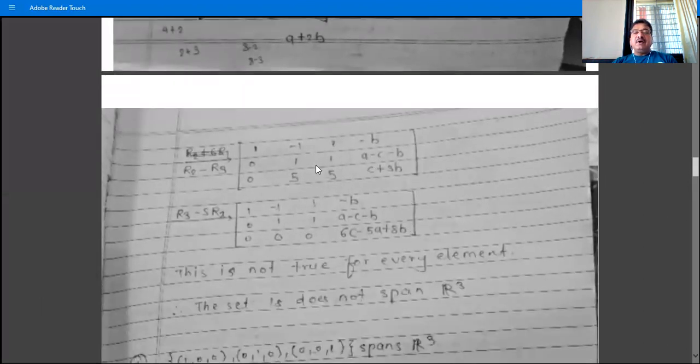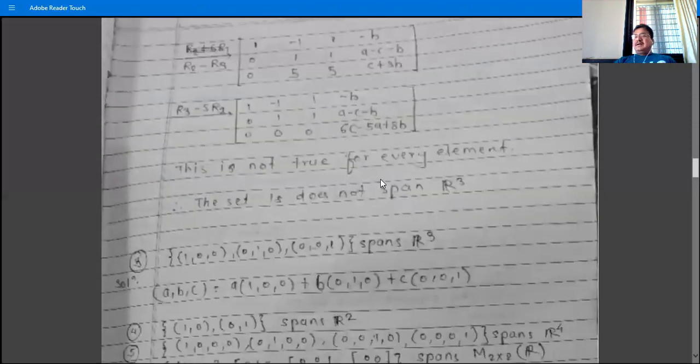And then we have to reduce this 5 to 0. So the operation is R3 minus 5 R2. So we have 0, 0, and here we have 6C minus 5A plus 8B after R3 minus 5 R2. Okay, and this is an echelon form.